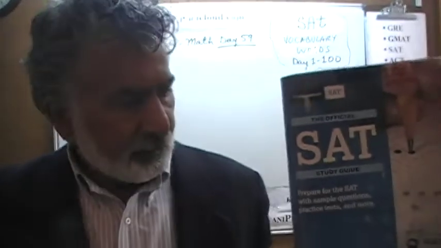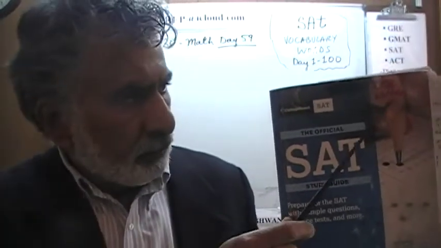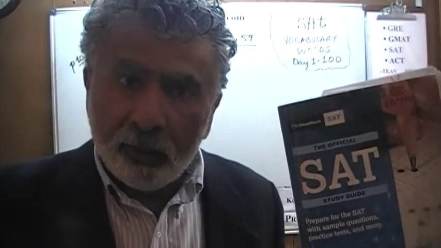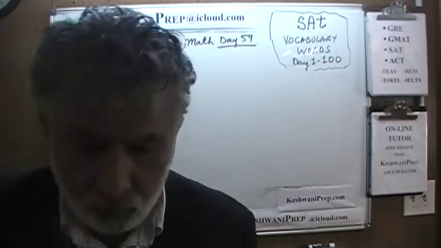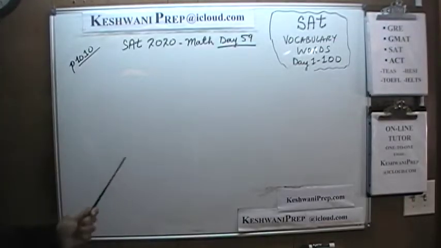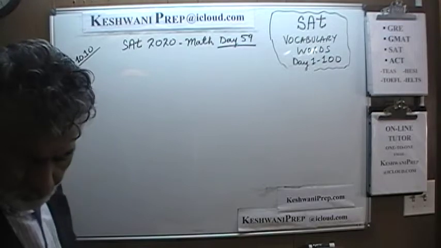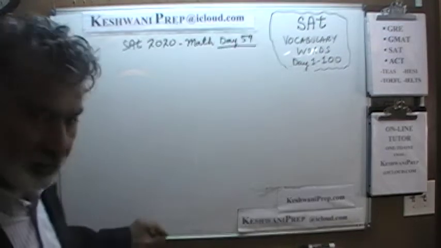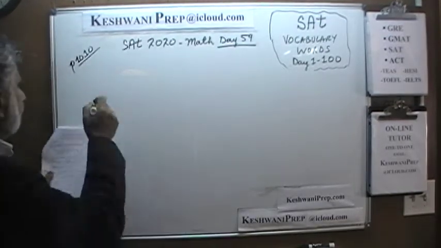We are here because we want to prepare for SAT. We have been solving SAT math problems out of this book here, the SAT Official Study Guide 2020. If you do not own this book already, purchase one immediately. You're going to need it. Today we'll solve some problems beginning with page number 1010. Please start with page number 1010 and we'll pick up from number 28. Yesterday we stopped at number 27.